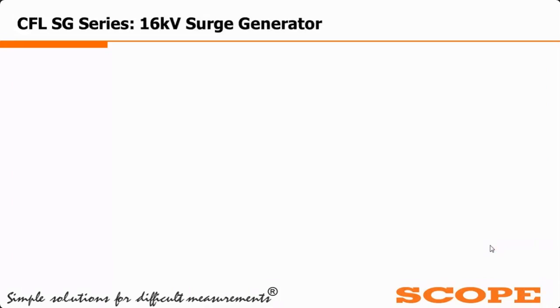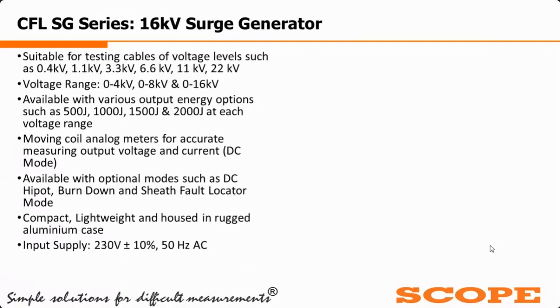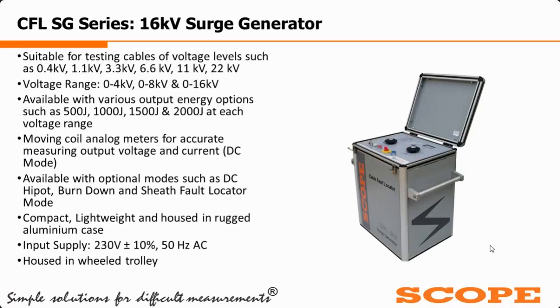The next one is the Scope surge generator series, or CFL HG series. Scope mainly has two surge generators. The first one is the 16 kV surge generator, with 0 to 4, 0 to 8 and 0 to 16 kV voltage ranges. At all these voltage ranges, Scope offers output energy options like 500 joules, 1000, 1500 and 2000 joules. With these different energy options, it is suitable for testing from LT up to 20 kV cables.